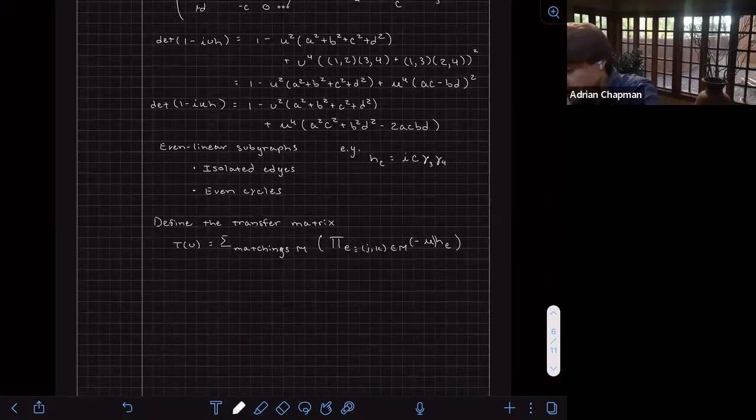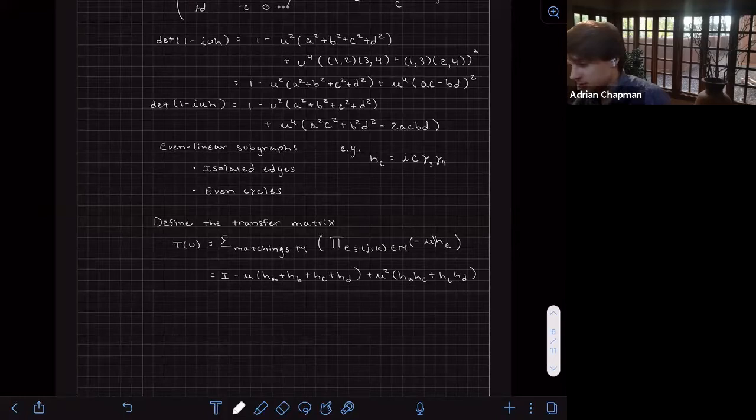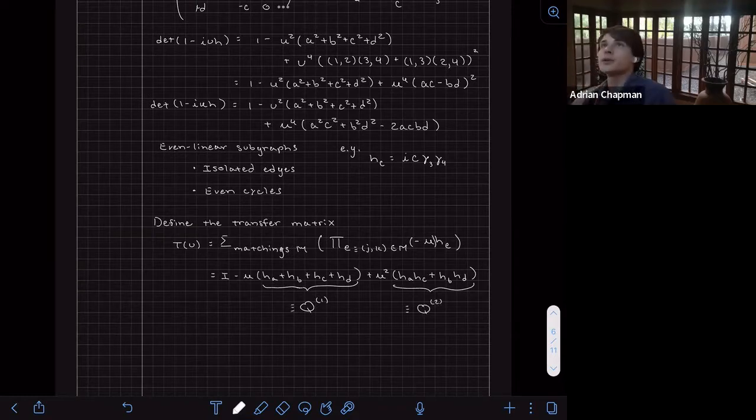And I'll just write this out a little bit more explicitly. Also, in anticipation of what's to come, I'm going to give each of these sums a name. That name here is Q with an index labeling the size. So here's what I call Q1, and call this term Q2. So overall, define T as I minus u Q1 plus u squared Q2.